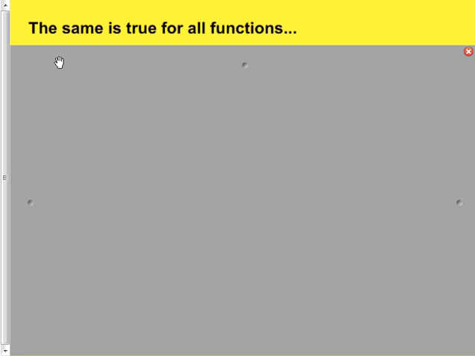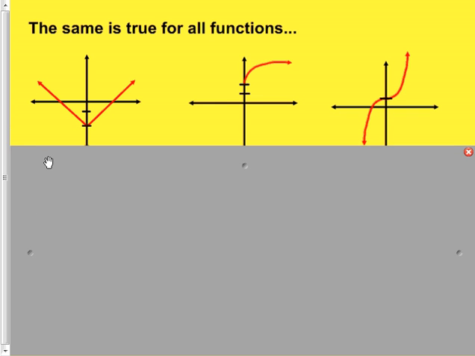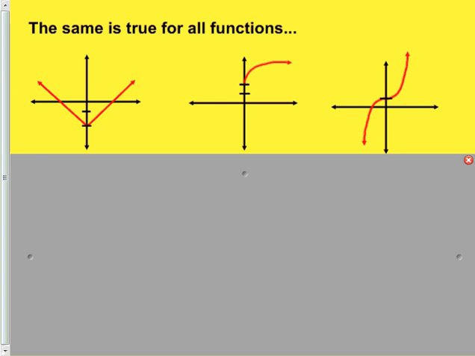Okay, and the same is going to hold true for all functions, not just the ones that we've talked about thus far, but every function that you can imagine. If you add or subtract to the end of an equation, or the beginning of an equation, it's going to cause the graph to move upwards or downwards.